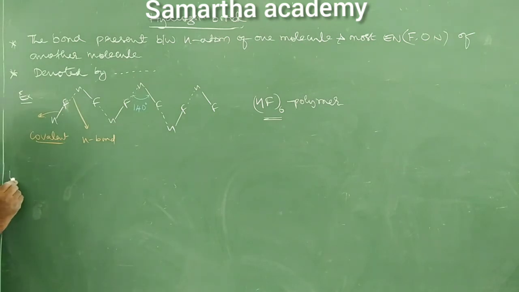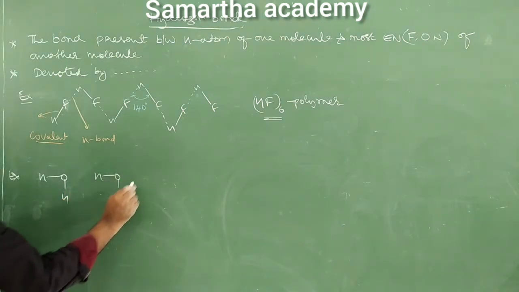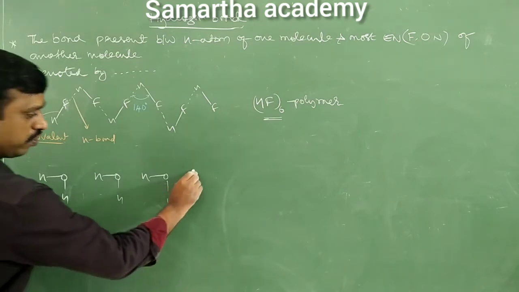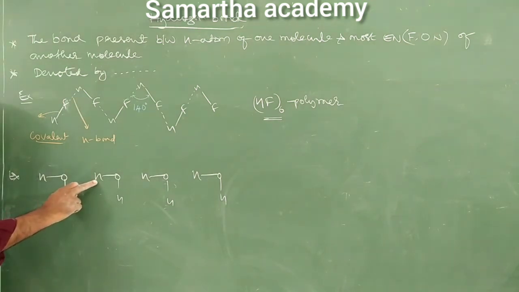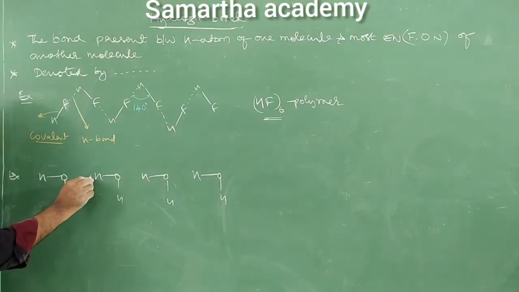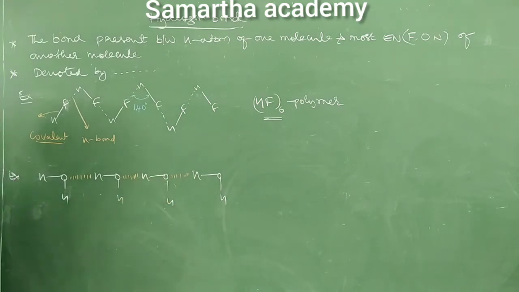Next, one more example is water. So in water molecule also there is a hydrogen bond. HOH, H2O, no? Take another HOH. There are many water molecules. Come on, tell me. This is hydrogen atom of one molecule, oxygen of another molecule. This kind of bond is what? It is a hydrogen bond.